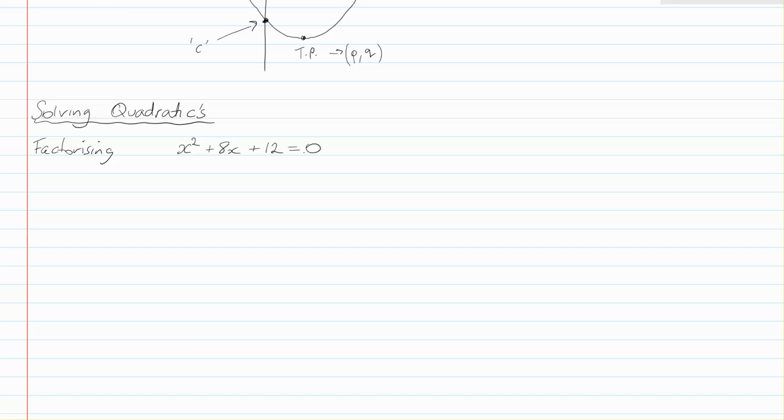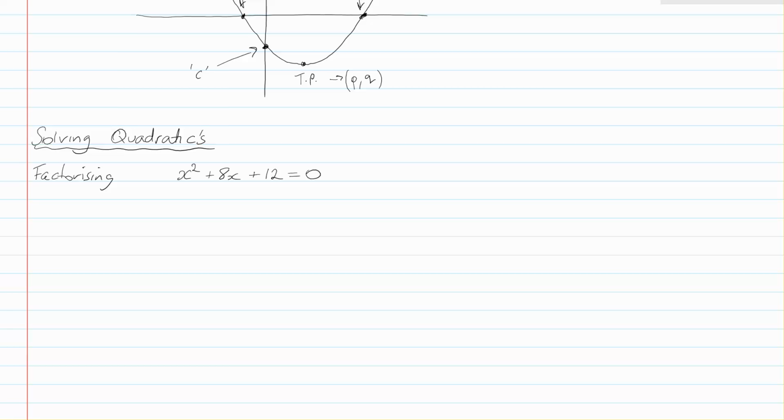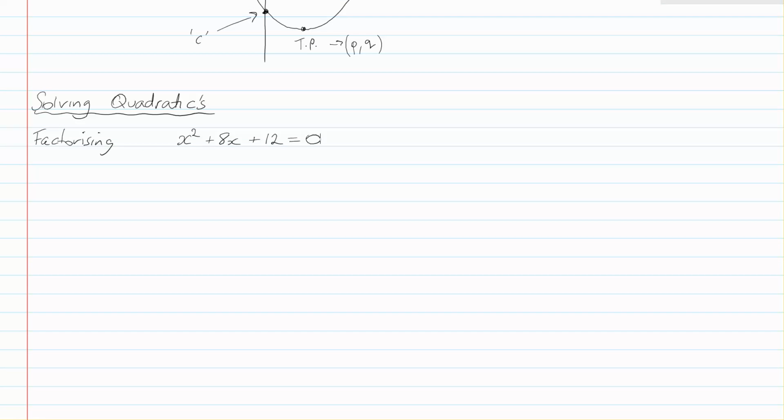Now, this has become an equation because it's not equal to y, it's equal to 0, which means there are some values of x that will solve this. Those values of x will represent our alpha and beta. First we factorize. We add two numbers to get 8, and we multiply two numbers to get 12. Those two numbers are 2 and 6. I've made this one pretty simple. So we have x plus 2 times x plus 6 equals 0.